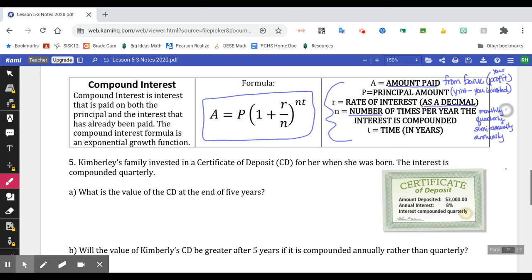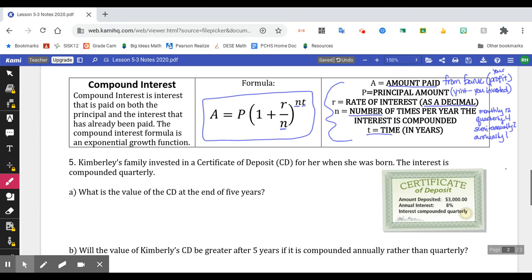So monthly would be 12 times a year. Quarterly for a year would be 4 times. Semi-annually would be twice, and annually, of course, would be 1 time a year, okay? And then how many years it's happening would be our T, okay? And you can see N happens twice. You're going to take the rate divided by N, and you're going to take N times T. So how many years is it happening and how many times per year is that occurring?